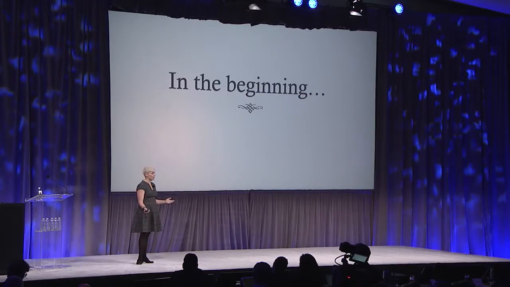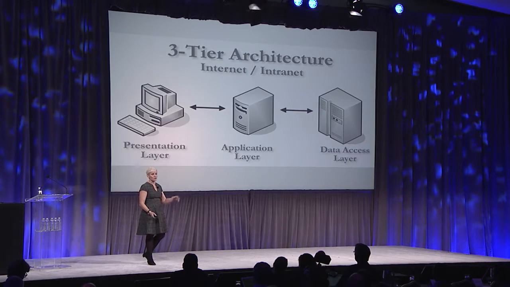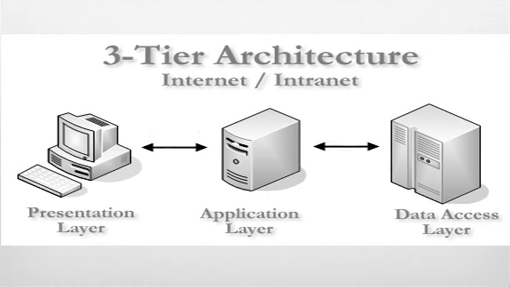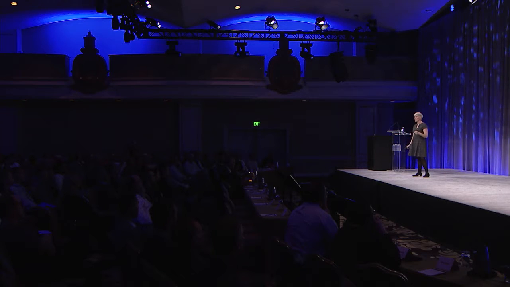So, in the beginning, there's always a beginning, there was the three-tier application architecture, which anyone who wrote business application logic code 15, 20 years ago, you were probably working in an architecture like this. And there may have been some network, right, between that presentation layer, application layer, data access layer. But it really wasn't much of a distributed system, right?